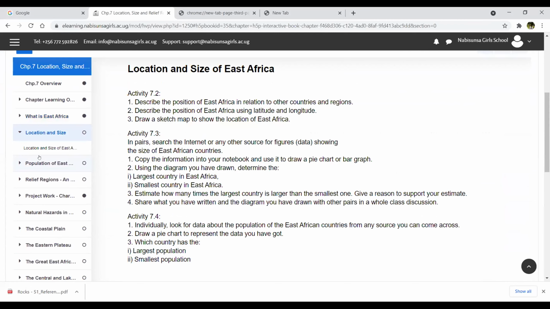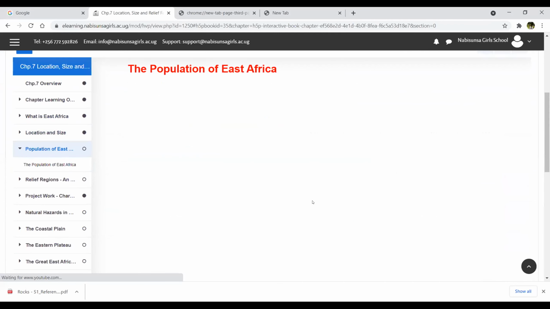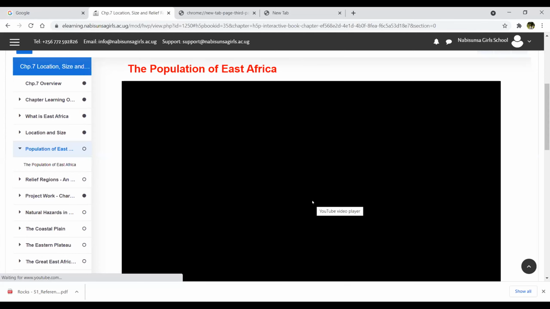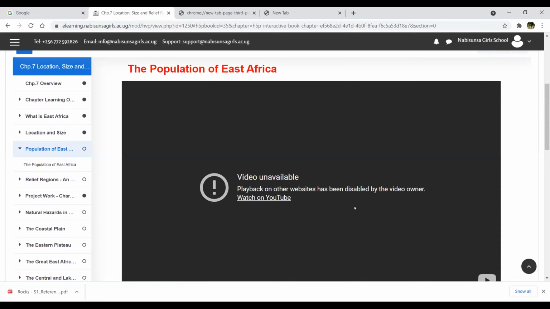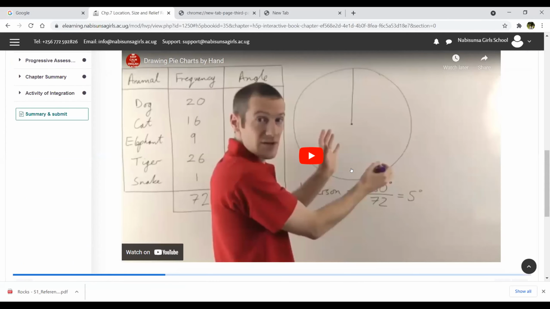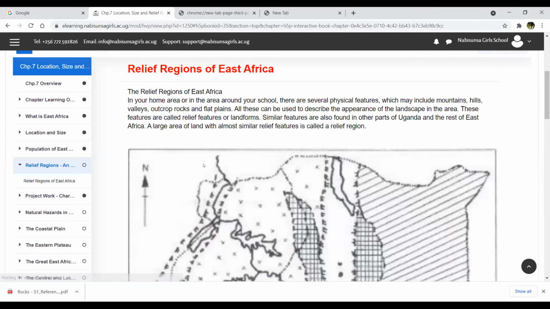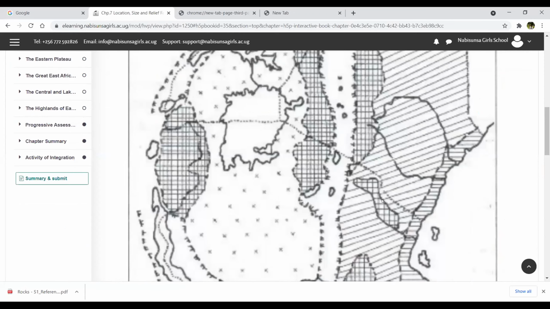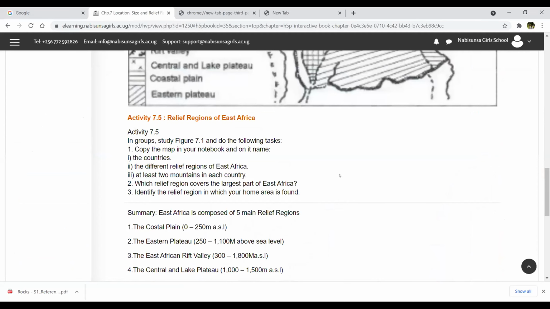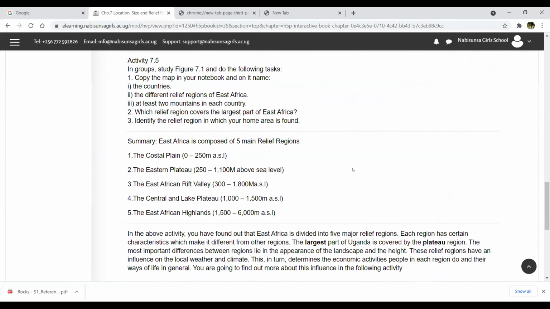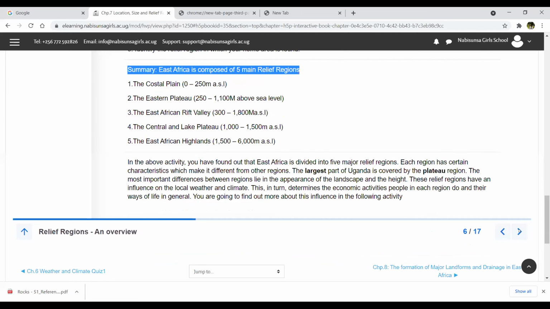And then the next unit was population. What I've done is to put a short video that explains concepts in population. It says the video is not available to play back here, but if you click YouTube, it will play. There is another video that explains how to draw a pie chart. So I go next, you may watch it during your time. Relief regions of East Africa, I have put the map that you could draw, some activities, and then I have put a summary. Those who attended the lessons, you remember I had a summary in PowerPoint. So this is the summary that I had in PowerPoint. I go to the next one.